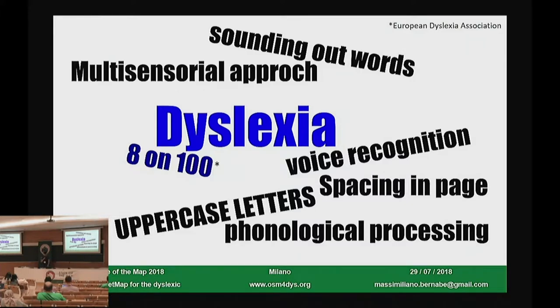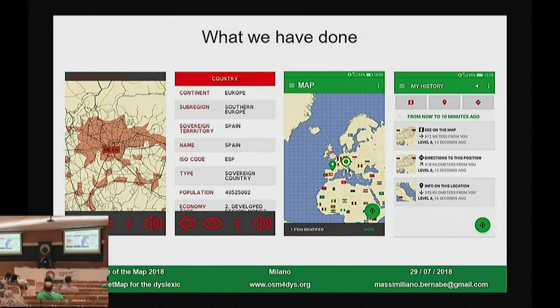Okay, we have realized the first map a dyslexic can easily read, and we built a mobile application on top of it. Our map talks to the user, the content, and moreover has specific functionalities that help the user to get the content.